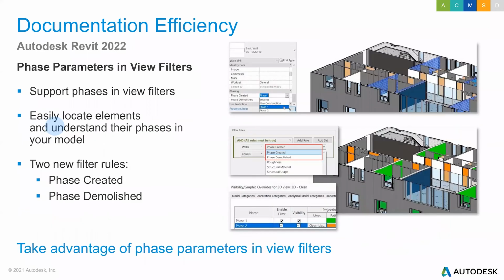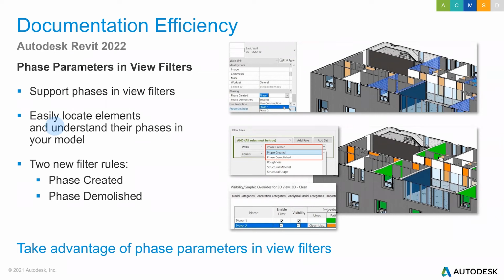What do we got here? We've got phase parameters that are now usable in view filters. Now, we know that phasing has its own phase graphic overrides inside the phase settings. This just adds some extra flexibility so that when you are creating a visibility graphic override filter, we can now include the phase as a filter rule.